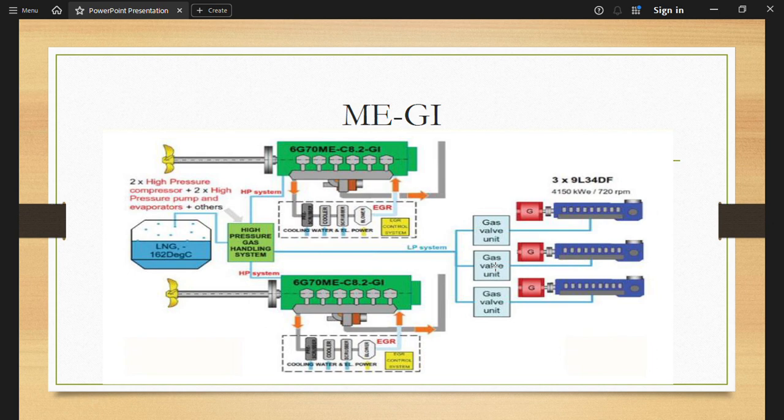MEGI, when we speak about, that is gas injection. I have already made a separate video on the difference between MEGI and MEGA. You can watch that video on MEGI and MEGA. Also, just for your knowledge, please watch MEGI and MEGA, because that is a separate question. Okay, now these are the generators.